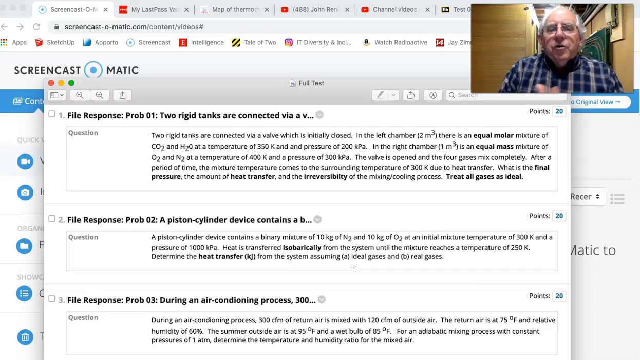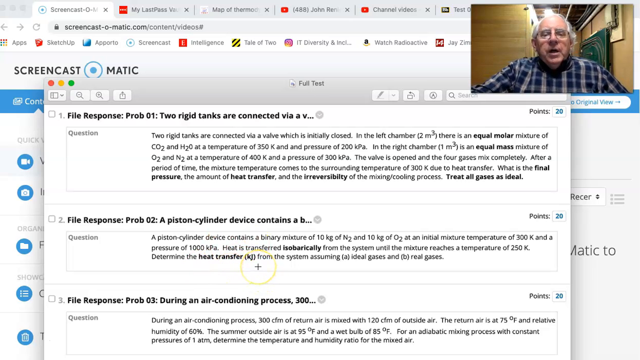Heat is transferred isobarically, same pressure, from the system while the mixture reaches a new, lower temperature of 250 Kelvin. You are to determine the heat transfer from the system, assuming, first of all, ideal gas behavior, and then redo it for real gas behavior.